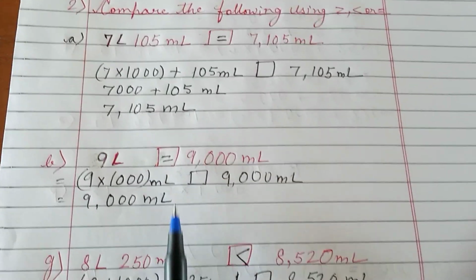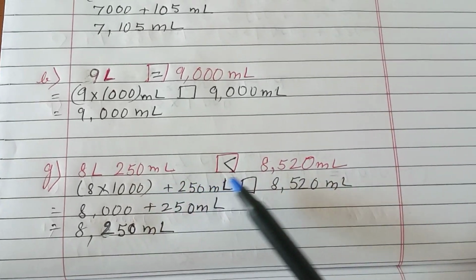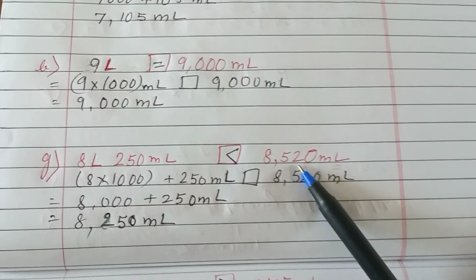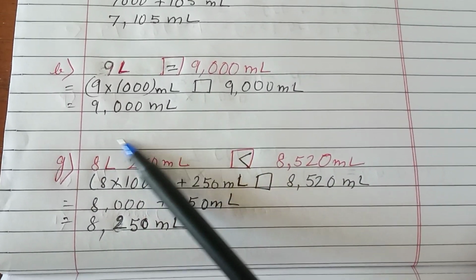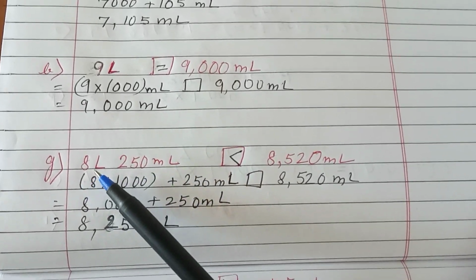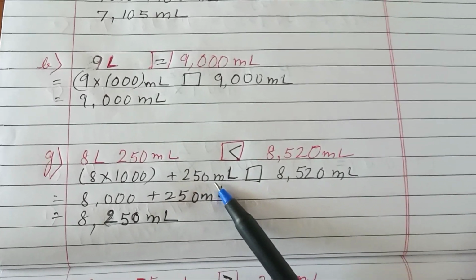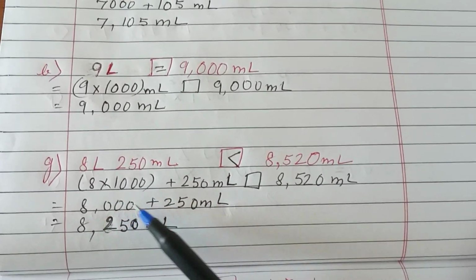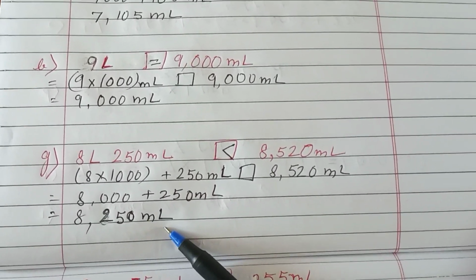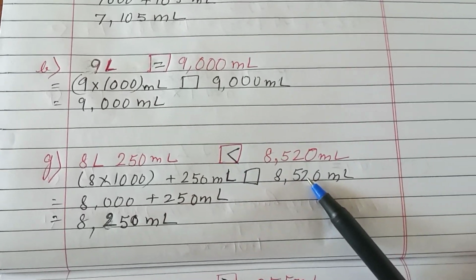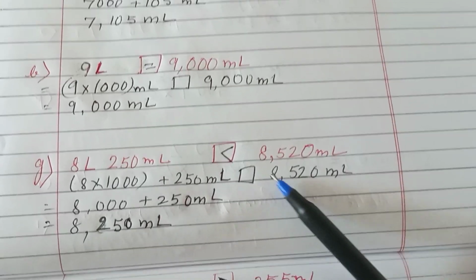Okay. Now moving to question number G. Here 8 liter 250 ml. But here 8520 ml. So again, children, we will convert this into ml and then we will compare. So convert, start 8 into 1000 plus 250 ml. Now multiply 8 into 1000, that is 8000 plus 250 ml. Now add, this is 8250 ml and here 8520 ml. So now tell me which is bigger, this or this? Yes, this number is bigger, no? So put here greater than sign.